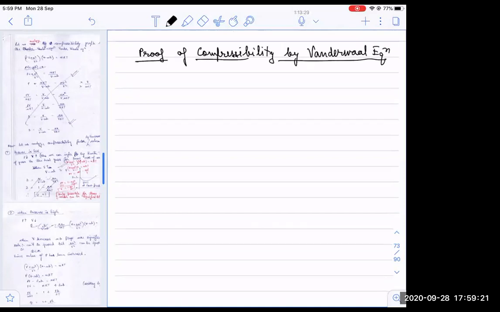How does gas convert into liquid? By applying pressure, it does. It is a common phenomenon. What is your question? I didn't get your question. No, so that only. Okay, okay.